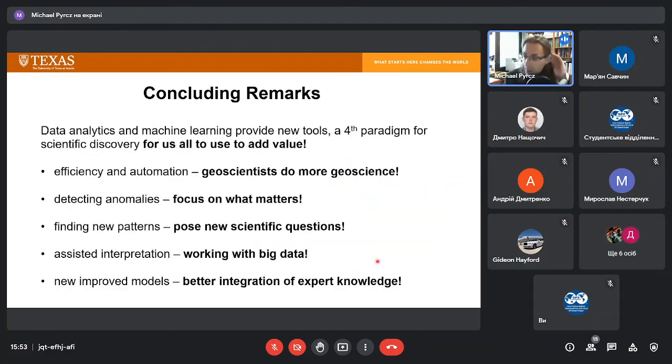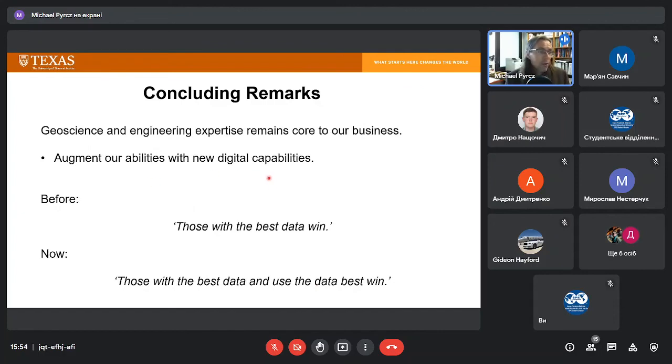Okay, what are we doing? What are the concluding remarks? Data analytics and machine learning provide new tools, the fourth paradigm of scientific discovery, data-driven discovery. Efficiency and automation, engineers and geoscientists doing more engineering and more geoscience. Detecting anomalies, focus on what matters. Find the important things in your data. Finding new patterns, pose new scientific questions. Assisted interpretation, working with big data. And new improved models, better integration of expert knowledge. We see a lot of opportunity through machine learning, and that's why we teach it so much at the University of Texas at Austin.